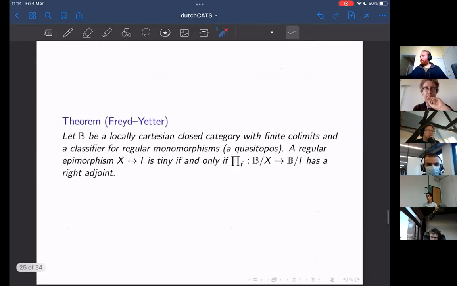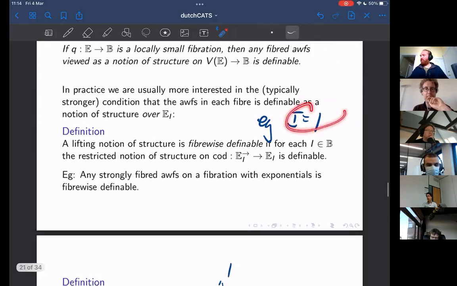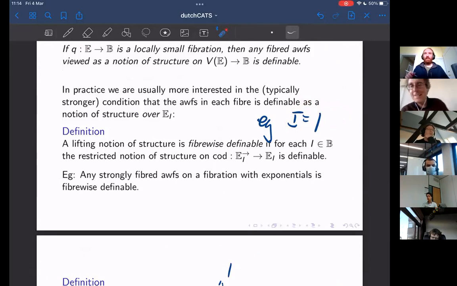Do you agree that the case I equals 1 is the one of interest? Yeah, I suppose, yes. I understand that you only want to construct a universe over the terminal object. You just get the other fibers by the same argument. You get them for free, so I just added them in, but it's not necessarily a useful thing to do. It's just that you get it for free by the same argument. Sure.